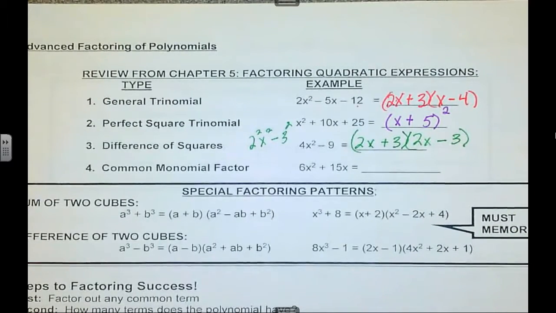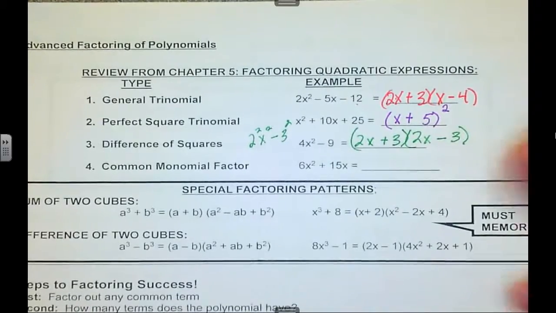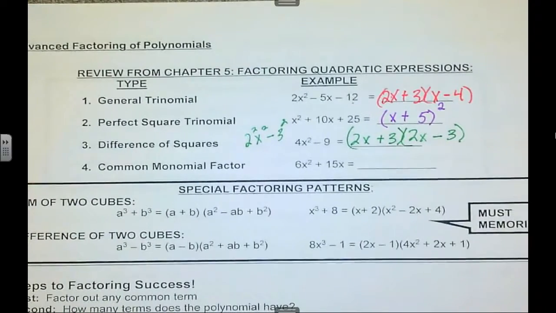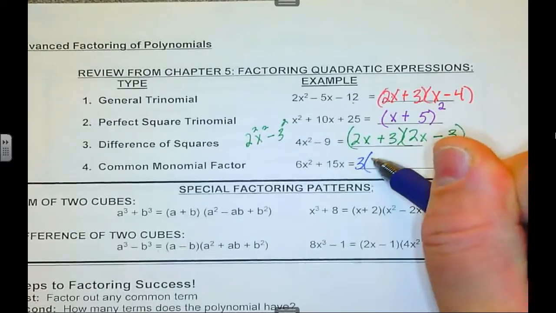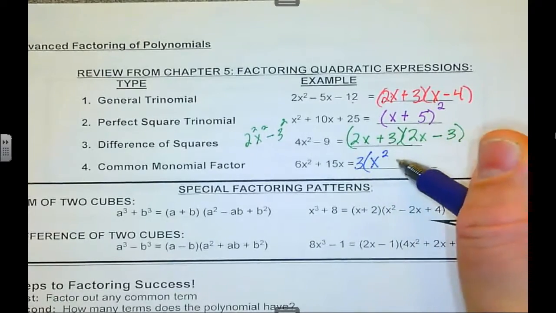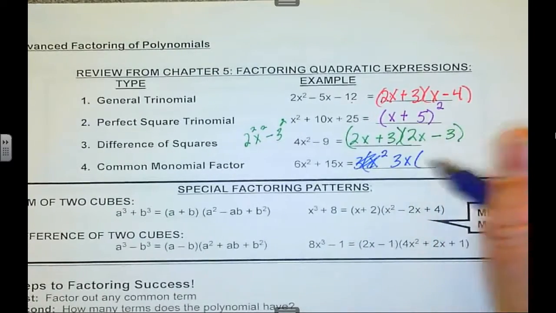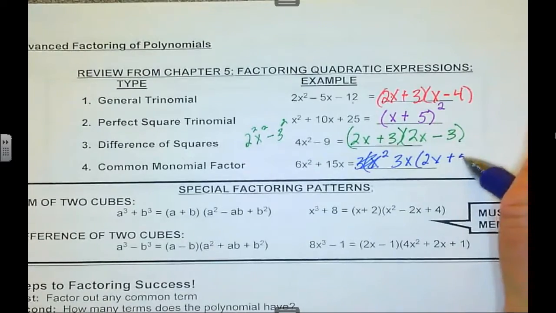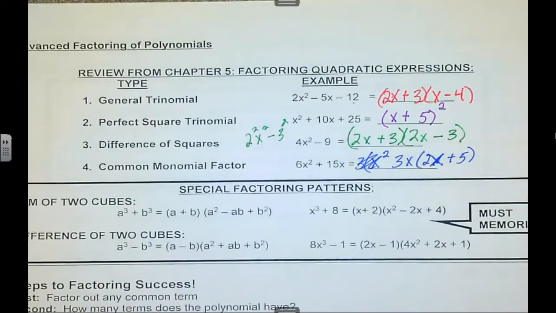And then before you factor any polynomial, you're supposed to look for common factors. I can take out a common factor, what? Good, 3. Then I'm left with x squared. Actually, I can take out a 3x, right? Gives me a 2x plus 5. And that is completely factored.